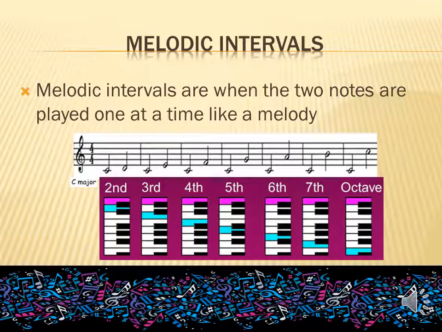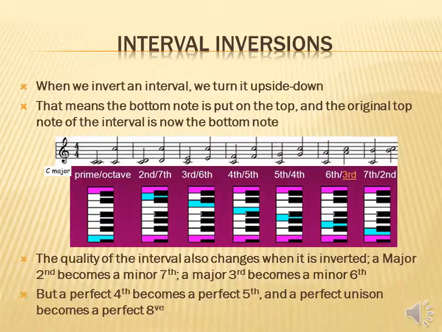Melodic intervals. Melodic intervals are when the two notes are played one at a time, like a melody. Major second, major third, perfect fourth, perfect fifth, major sixth, major seventh, perfect octave.